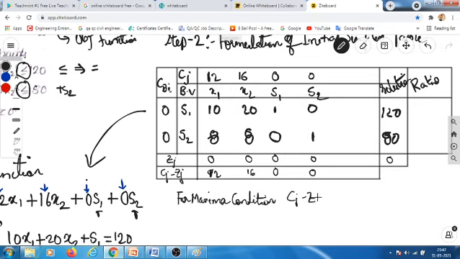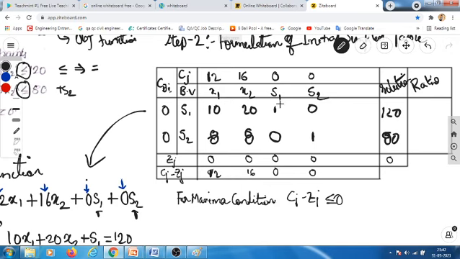Cj minus Zj should be less than or equal to 0. What does it mean? All values of Cj minus Zj should be less than or equal to 0. But here in this case, Cj minus Zj is 12, greater than 0, and 16, greater than 0. These two are acceptable, but these two values are not acceptable. So, we have not attained the maximum value yet.